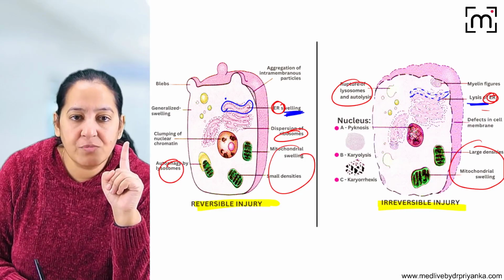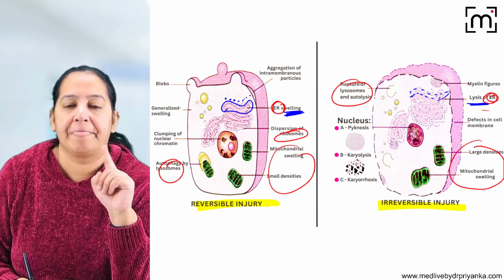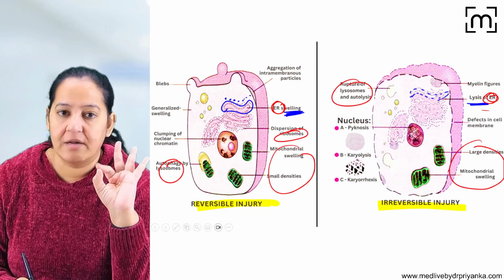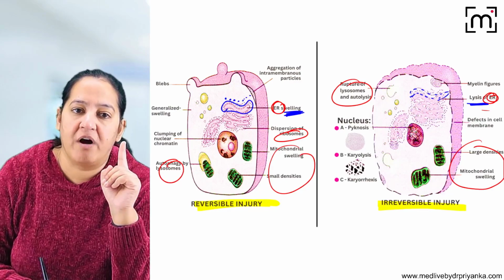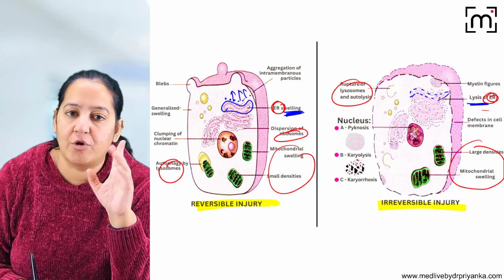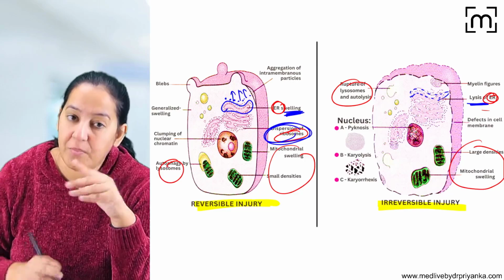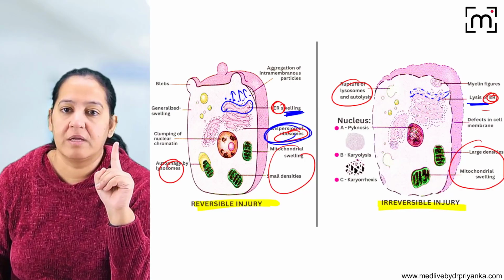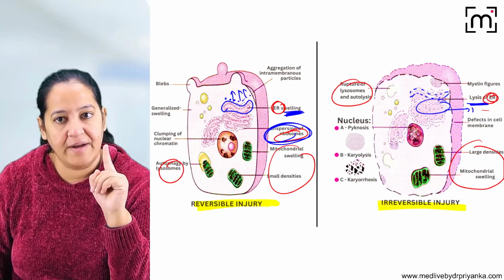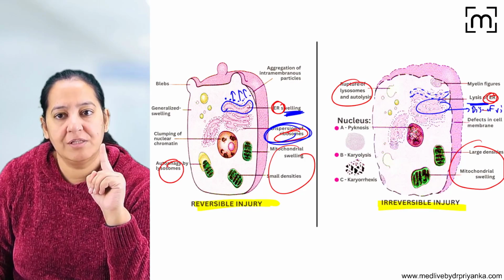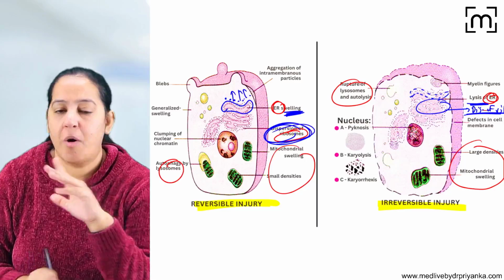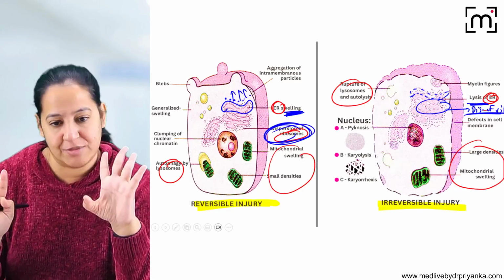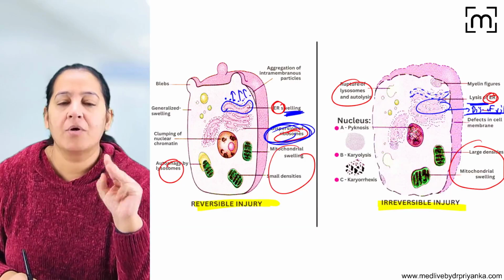Number two, the ribosomes are attached on the surface of the endoplasmic reticulum. You know, there are two types of endoplasmic reticulum, rough and smooth. The rough one contains the ribosomes, but the ribosomes start dispersing. They move away from the endoplasmic reticulum. So rough endoplasmic reticulum is converting into the smooth one. This is happening here also. It's not written, but you can write down dispersion of ribosome. So dispersion of ribosome is a common finding in both reversible as well as irreversible injury.